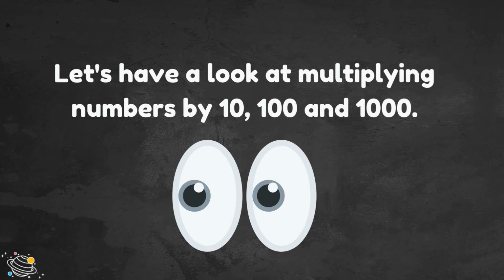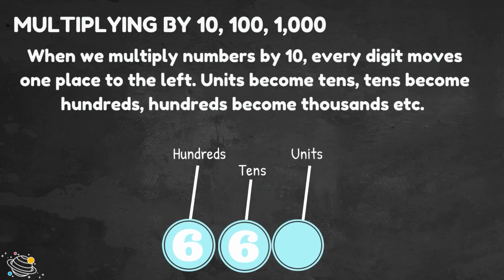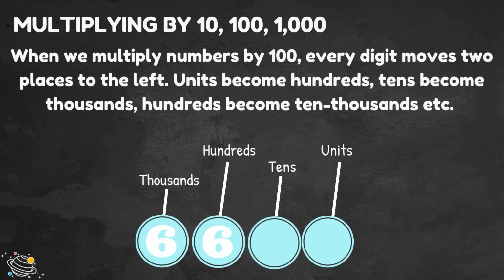Let's have a look at multiplying numbers by 10, 100, and 1,000. When we multiply numbers by 10, every digit moves one place to the left. Units become tens, tens become hundreds, and hundreds become thousands, etc. When we multiply numbers by 100, every digit moves 2 places to the left. Units become hundreds, tens become thousands, hundreds become 10,000s, and so on.